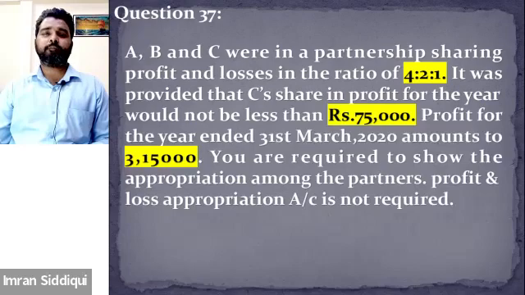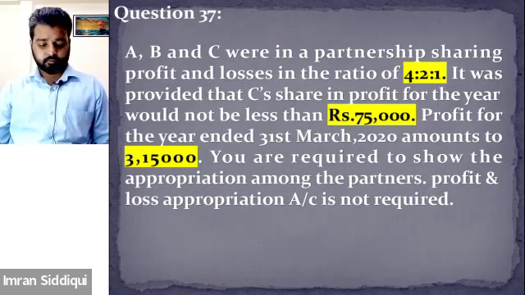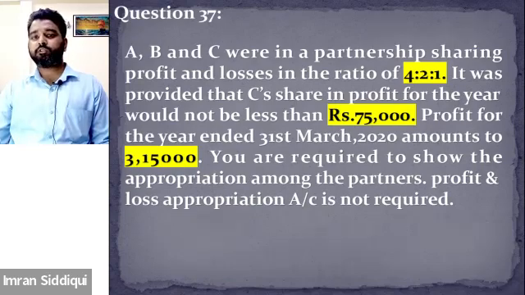I hope the question is clear to all of you, right? So the question is pretty simple. Three partners A, B, C are there. The profit sharing ratio is given. C has been guaranteed 75,000 as profit, and their total profit is 3,15,000. So let's continue with the solution. Let me solve it for you. And I'll give you one question based on a similar concept, and that you'll have to do.